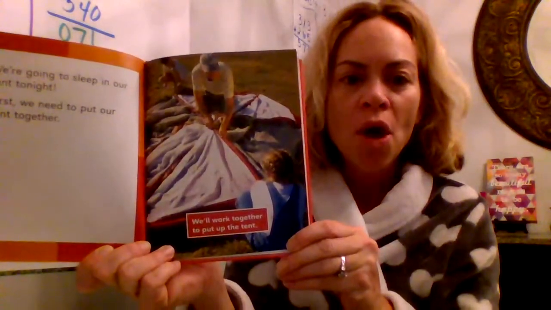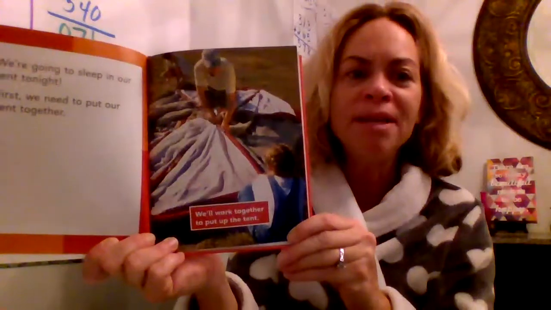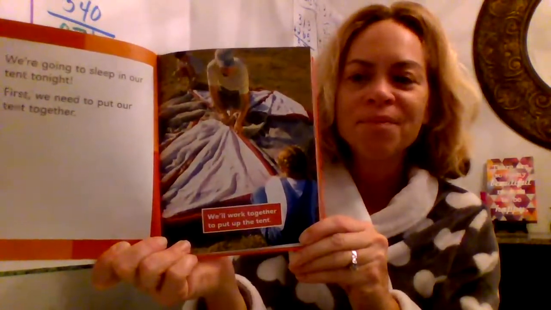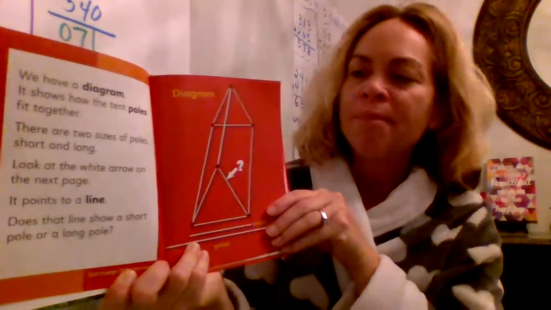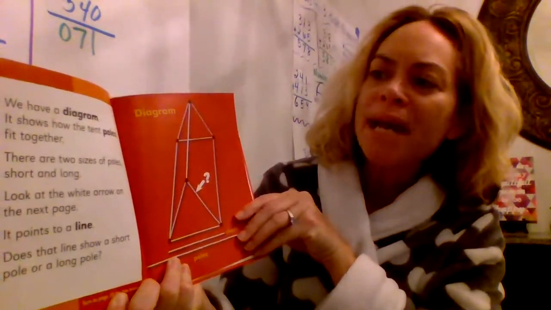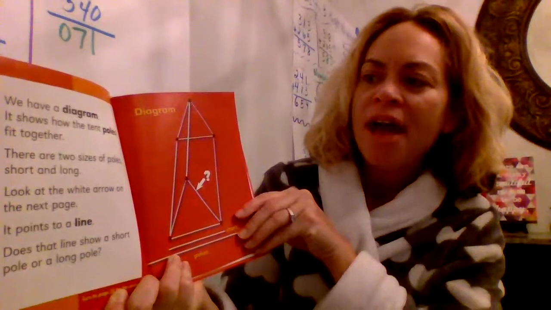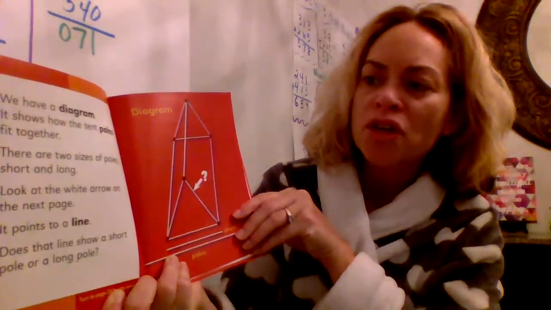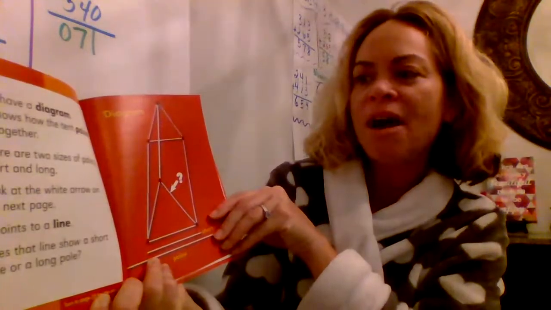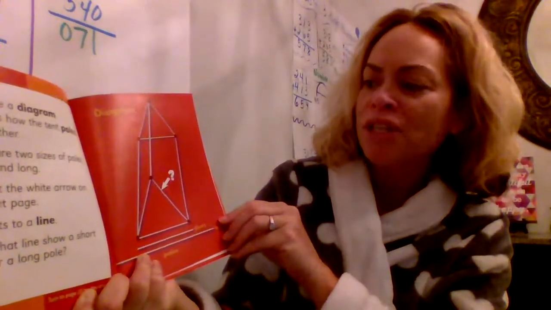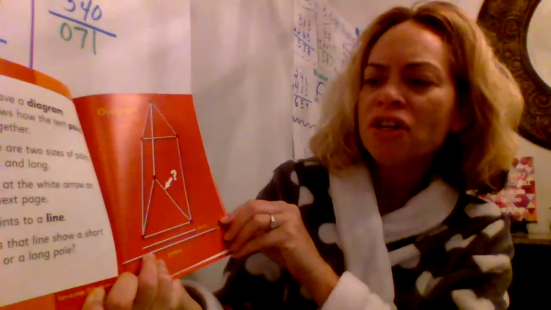We're going to sleep in our tent tonight. First, we need to put our tent together. We'll work together to put up the tent. We have a diagram. It shows how the tent poles fit together. There are two sizes of poles, short and long. Look at the white arrow on the tent on the next page. It points to a line. Does that line show a short pole or a long pole?